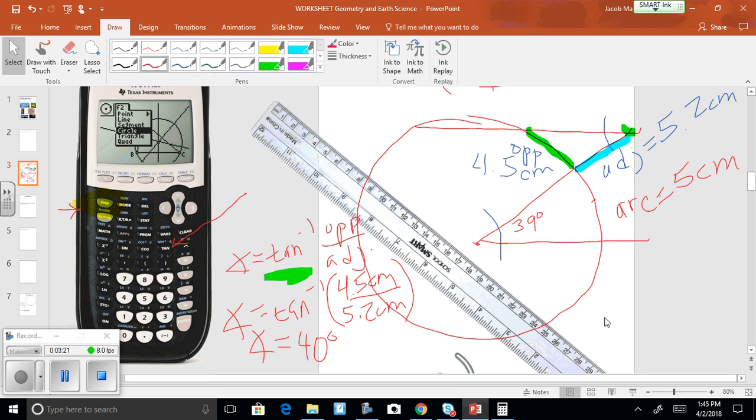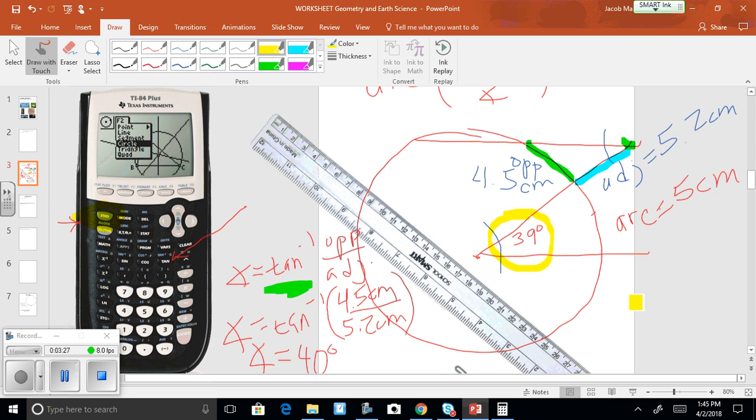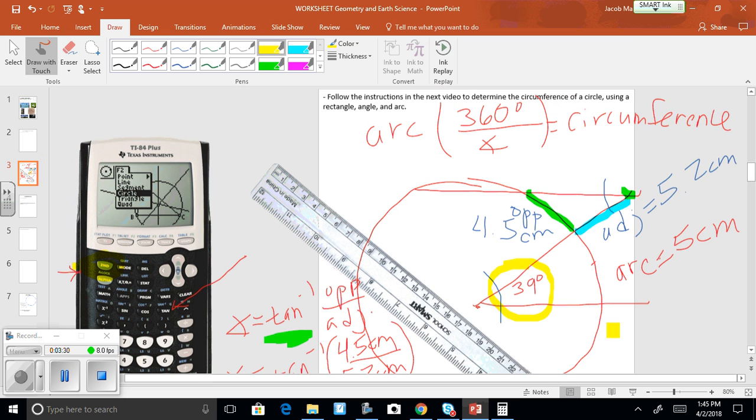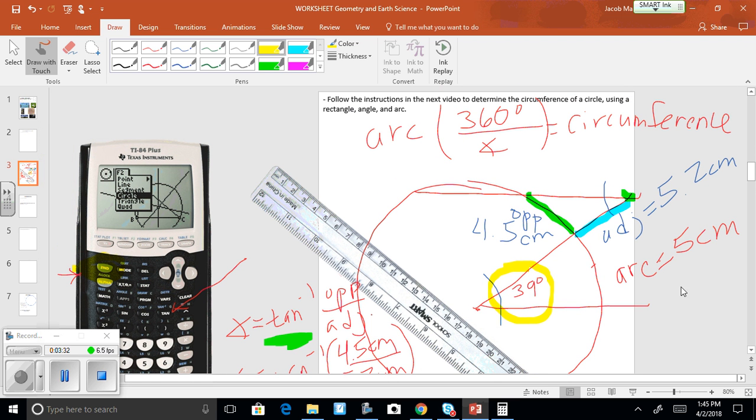Okay, so that's the third way you can get this angle right here. Once you get that angle, you can plug it into this formula. The arc is still the same, and then you'll get your circumference.